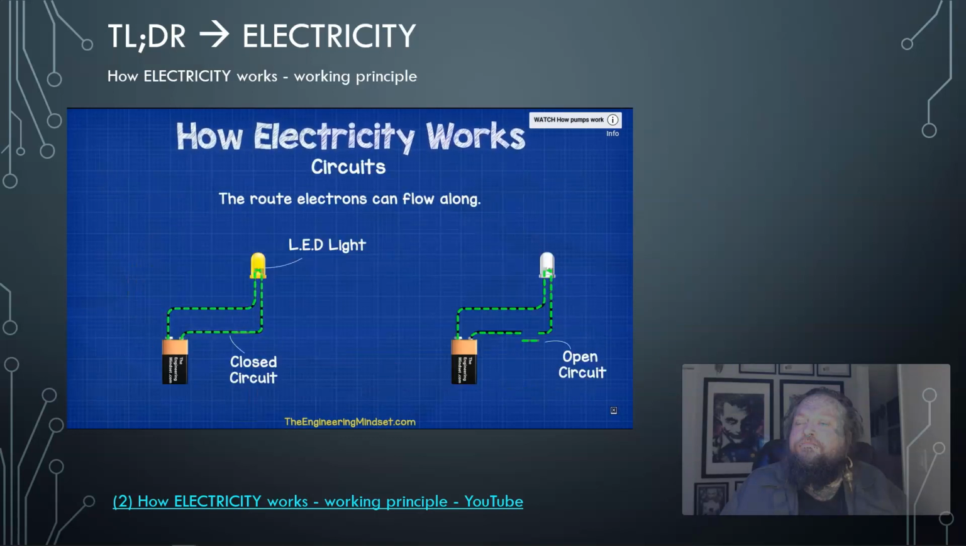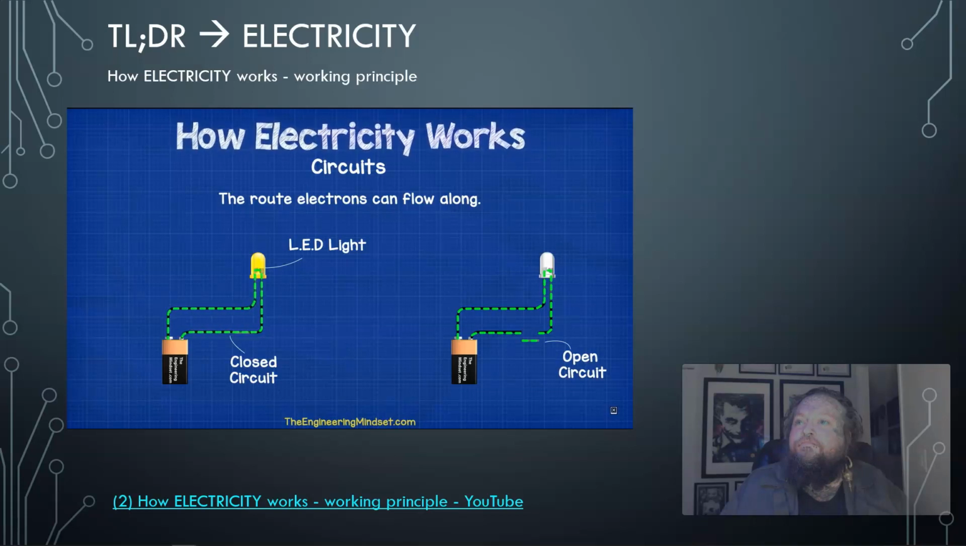When I say circuit, this just means the route which electrons can flow along between the two terminals, the positive and the negative, of a power source. So we can add things into their path like light bulbs, and this means that the electrons will have to pass through this in order to get to the other terminal. And so we can use this to create things such as light.